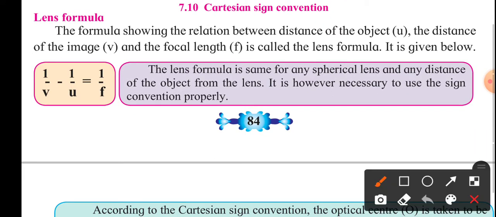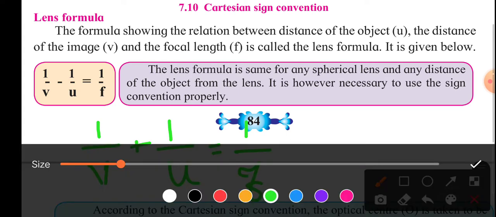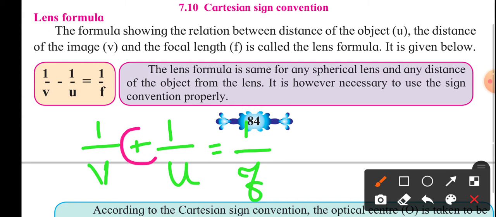If I want to write down the mirror formula, it is 1 upon V plus 1 upon U, and that is equal to 1 upon F. So you can see the difference between the lens formula and the mirror formula is just this. Here we have negative, and this one is positive. Otherwise, the terms and the way of writing are exactly the same. There is no difference in the terms, only the difference is one sign.